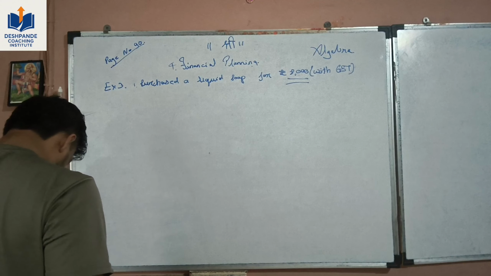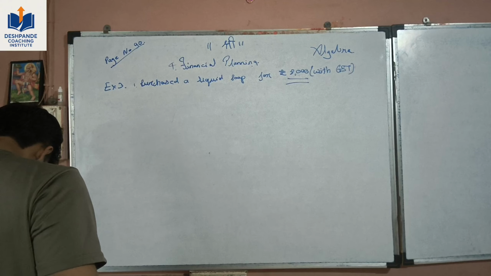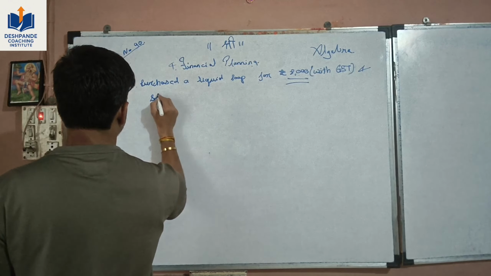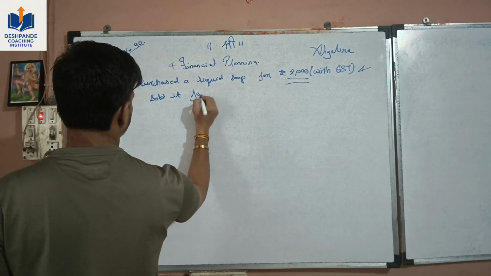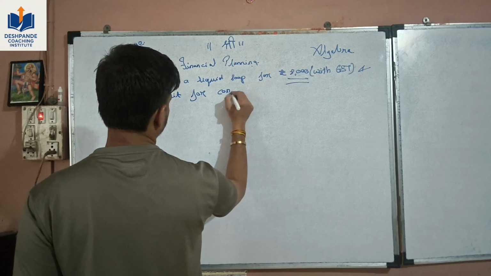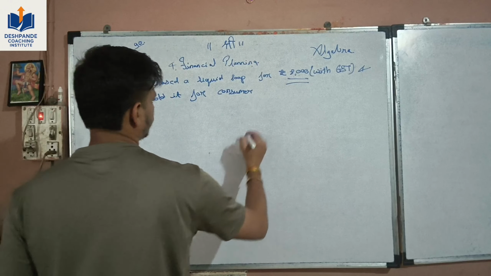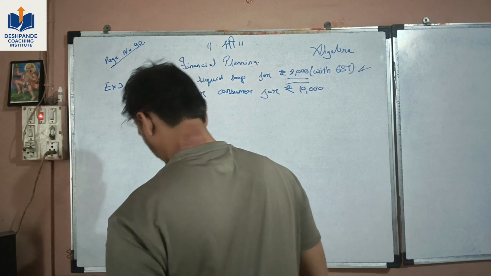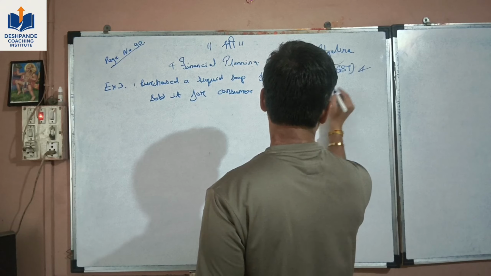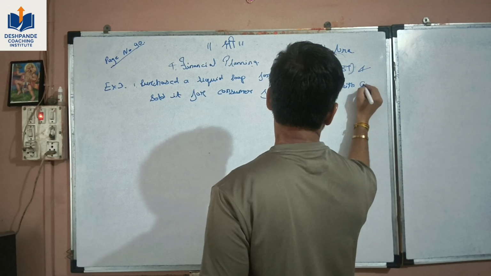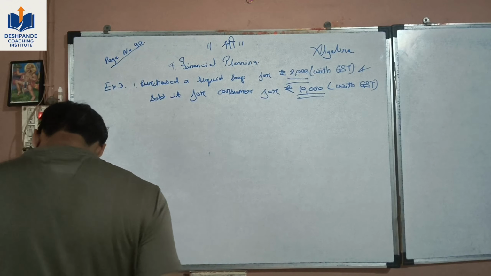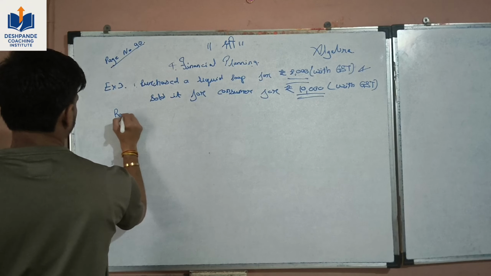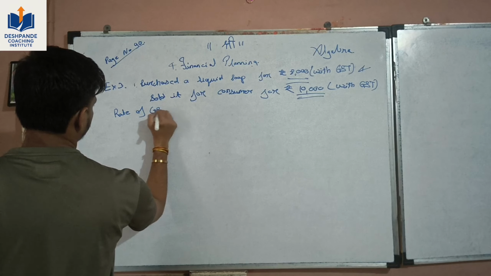This value is including tax, and she sold it to the consumer for rupees 10,000 with GST. This value also includes GST. Further, they have given the rate of GST is 18%.